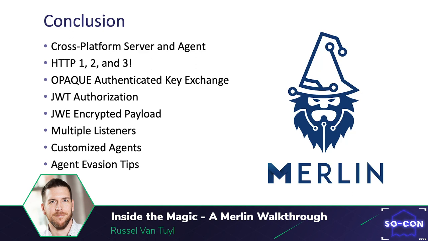Merlin leverages payload encryption through JWEs, so that a defender looking at traffic will not actually be able to decrypt the message content itself. The Merlin server has the ability to instantiate multiple listeners using multiple protocols all at the same time. We also did a quick walkthrough on customizing agents by hard coding in values at compile time, as well as evasion tips, such as ways to bypass Windows Defender threat detection and changing the JA3 hash of the Merlin client on the fly.